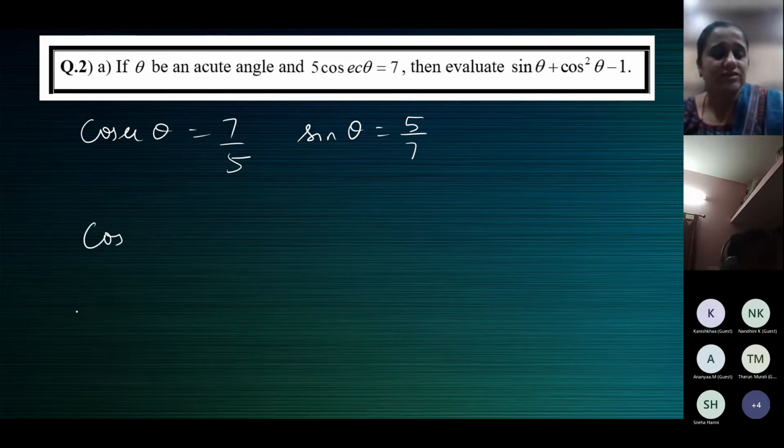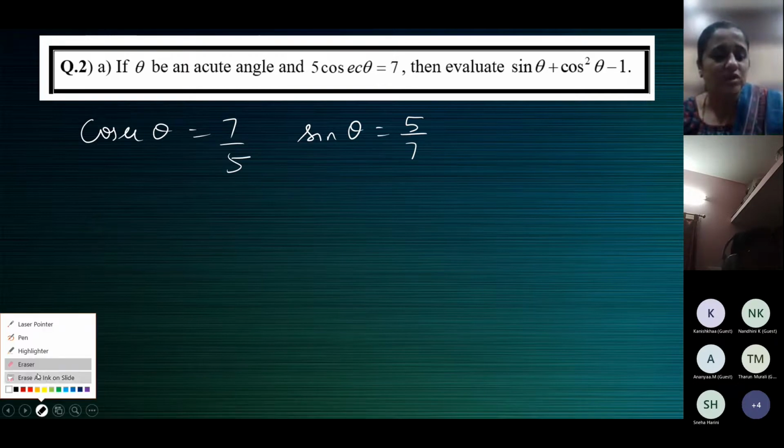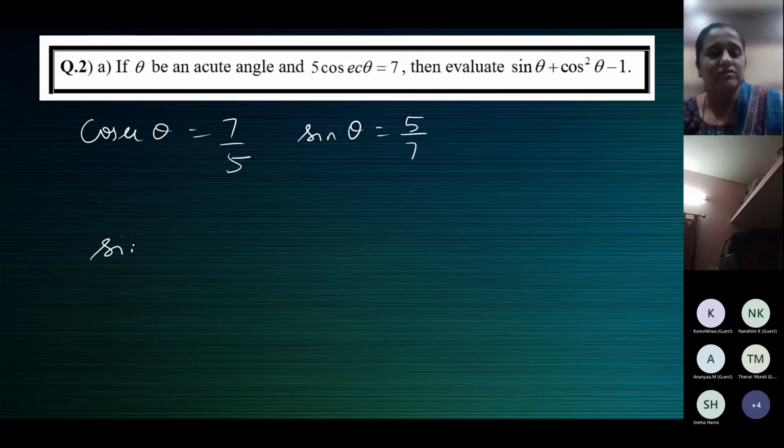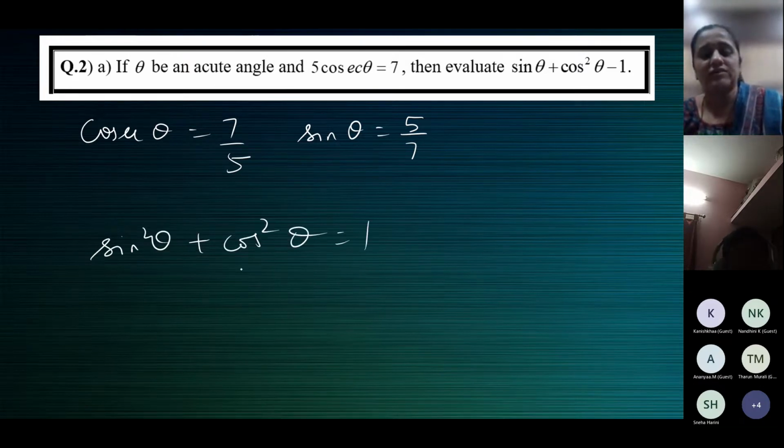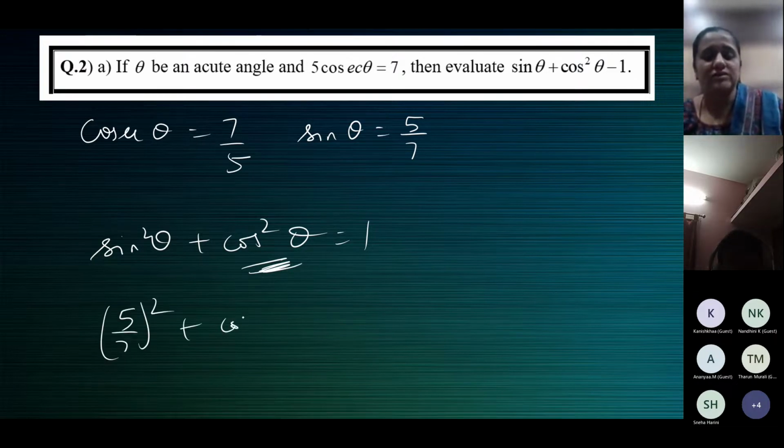We know that sine square theta plus cos square theta is 1. Using this, you can find the value of cos square theta. Substitute here. 5 by 7 the whole square plus cos square theta is equal to 1. So from this, you can find the value of cos square theta.